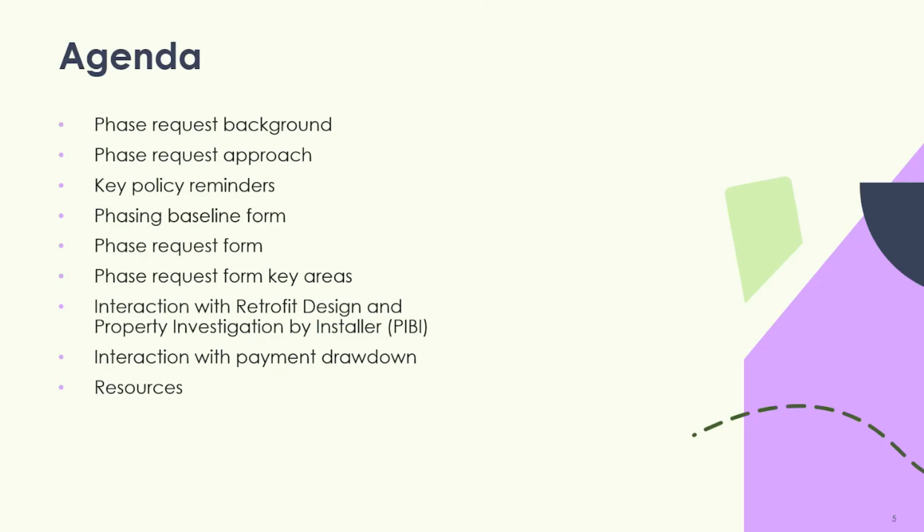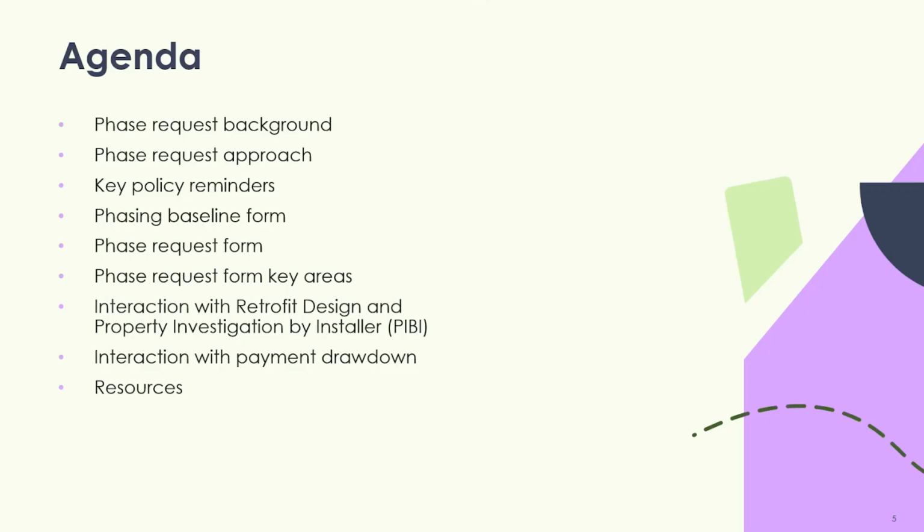So, agenda for today. We've got the phase request background, understanding the reason for phasing, which is useful to start off with. The phase request approach and key policy reminders, the key elements we look at whilst processing your phase requests. The phasing baseline form, if you haven't already done that. The phase request is no longer a form, but a phase request application process via the grant recipient portal.